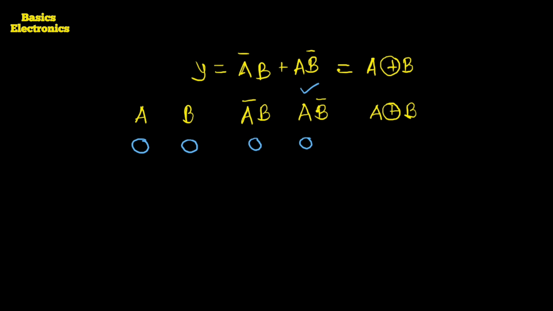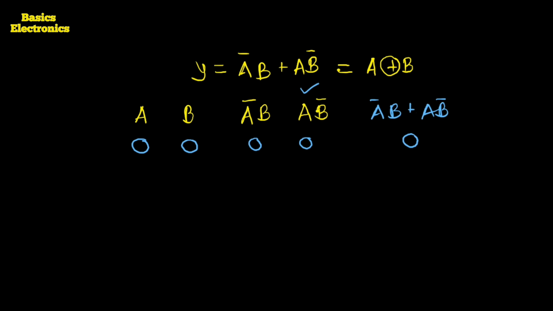Now here the final output, that output equation I am going to change here. Once again I am going to write down the actual equation, which is A bar B plus A B bar. So A bar B is equals to 0 and A B bar is also equals to 0. So we get the output is equals to 0.